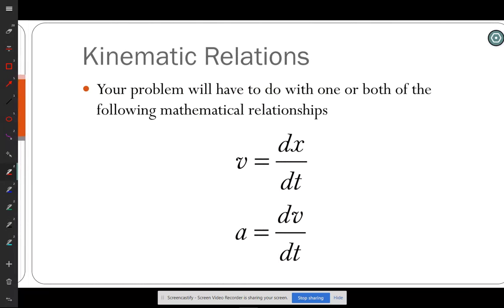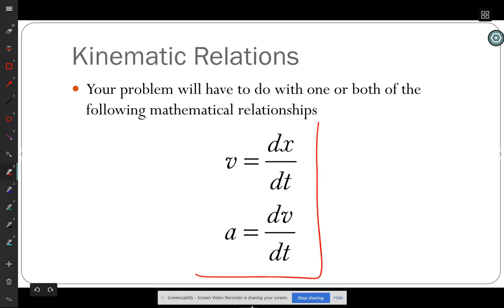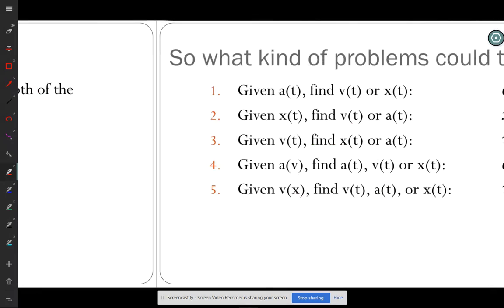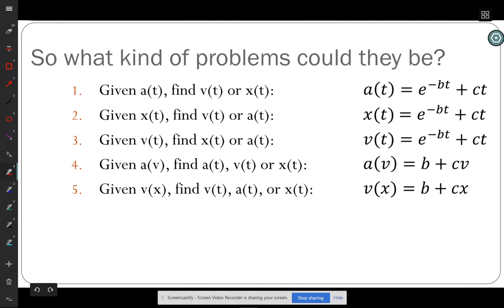So what would we have on the test? For our calculus problem, the one calculus problem is going to be something that uses one or both of those relations. Being explicit, there are 5 options here that we could do. We could have the acceleration as a function of time and find the speed and/or position as a function of time. We could have the position as a function of time and find the speed and/or acceleration as a function of time. Or we could have the speed as a function of time and find either the position or acceleration.